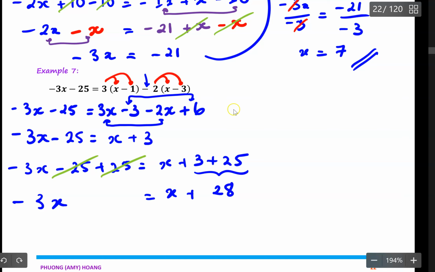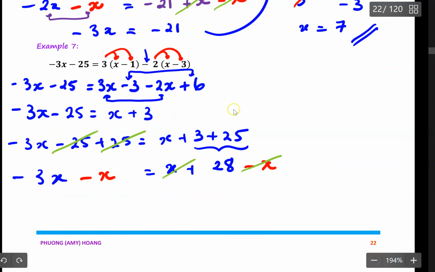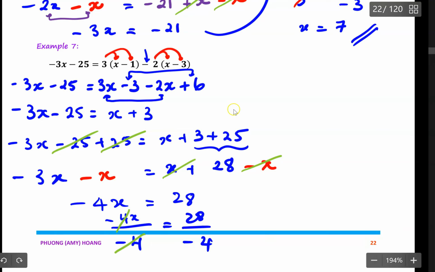And what I will do now is subtract x on this side so that I will not have any more x on the right-hand side. So on the left-hand side, combine these two, I will have negative 4x equal to 28. Now I will divide both sides by negative 4. And this cancels out. And my final result should be x is equal to negative 7.